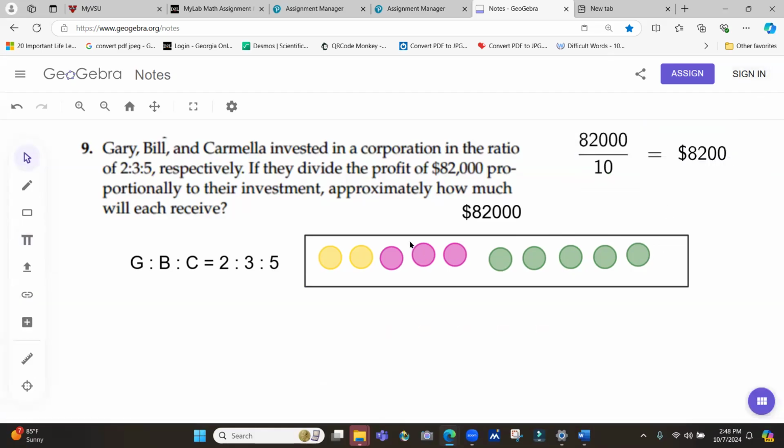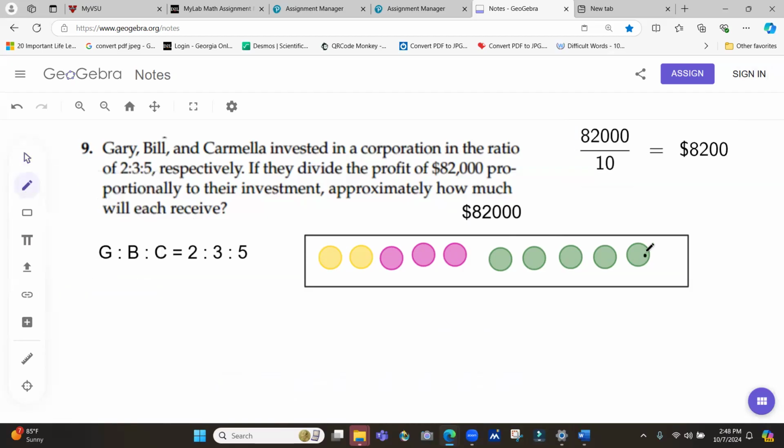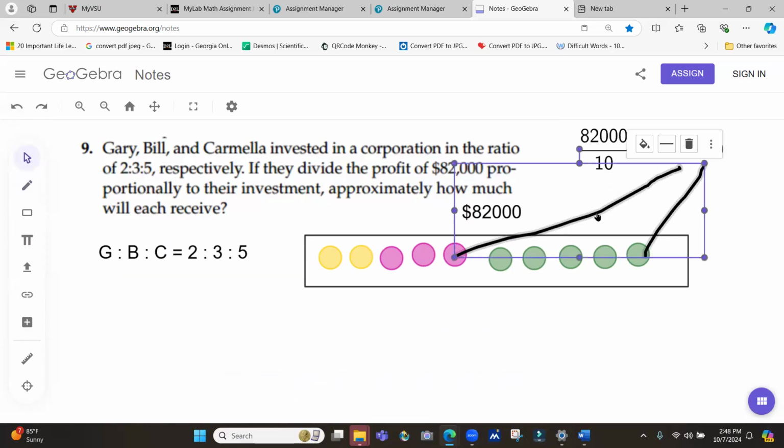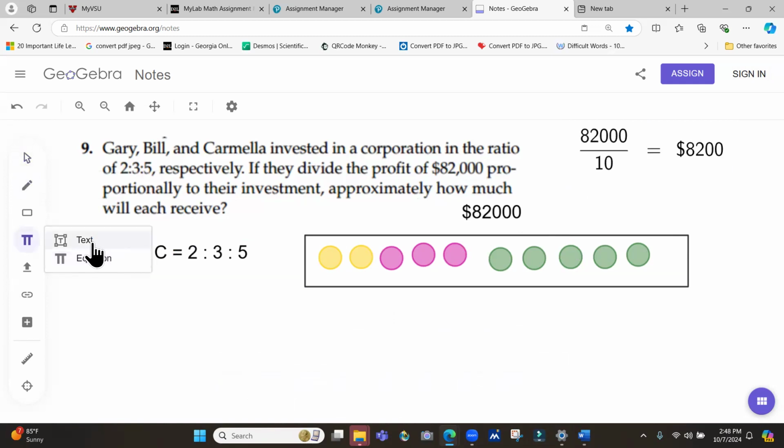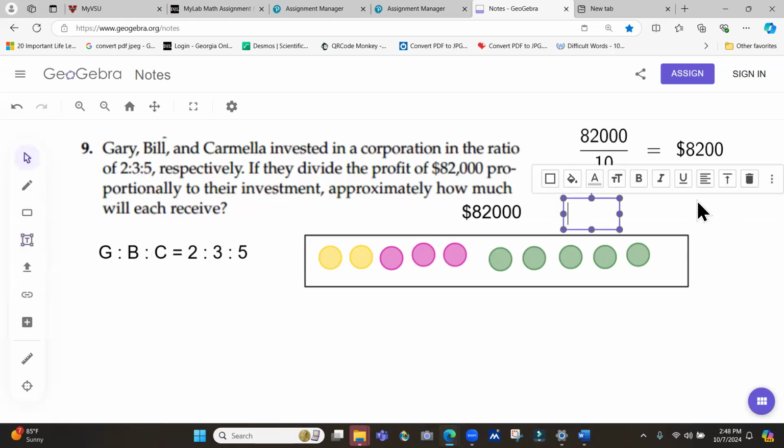Okay. Now, what do they want us to find? How much will each receive? Each circle is worth 8,200. Now, Gary gets two of those. I just don't have a whole lot of room, so I have to write here. Gary gets 8,200 times 2, 16,400.